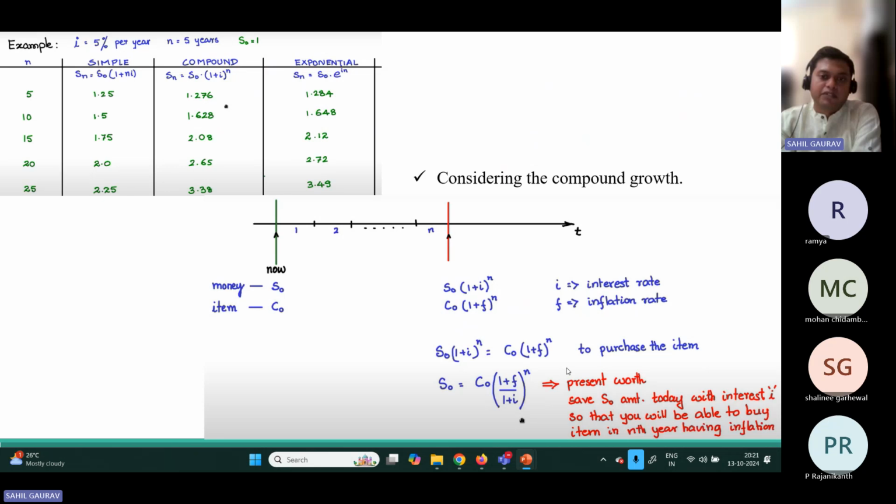So you see this fundamental calculation for this money requirement. This item cost is C naught, while this money value is S naught. This money value is related with interest rate, while this item cost is related with inflation rate. But we have not considered the inflation rate, so we have not multiplied with 1 plus F upon N.